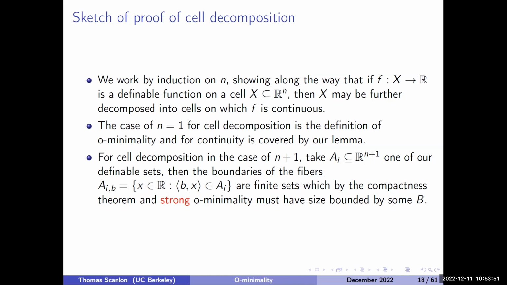Case of n equals 1. For the cell decomposition, that's the definition of O-minimality. O-minimality says that you take any definable sets of points and intervals, and you can just intersect them and define them. You get a cell decomposition which works for those finitely many definable sets. That's the definition of O-minimality. And the continuity condition, well, that's on.